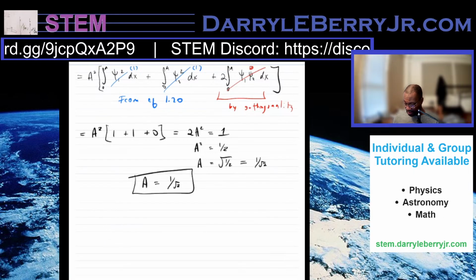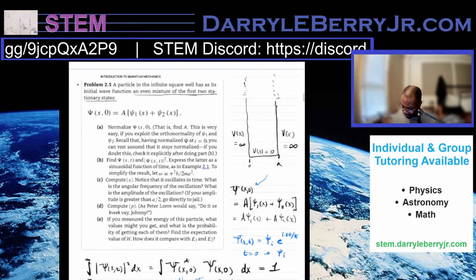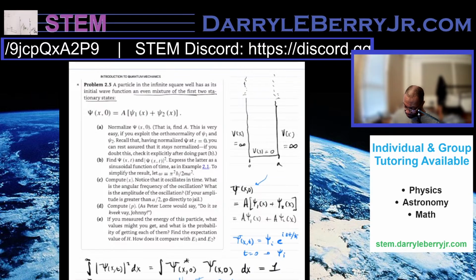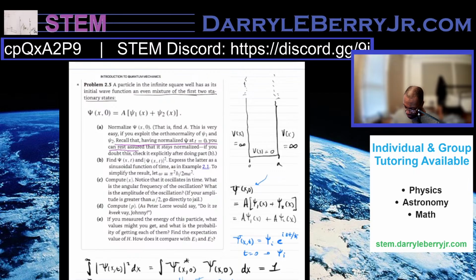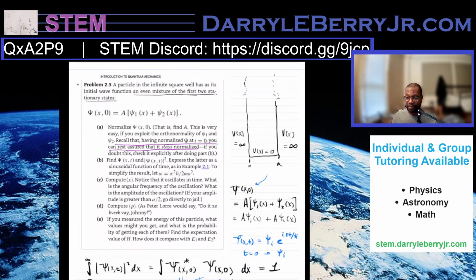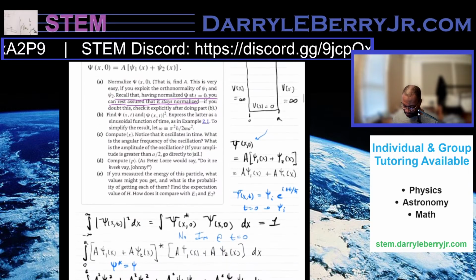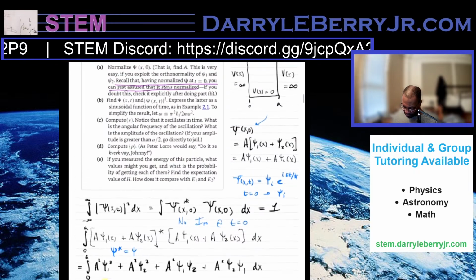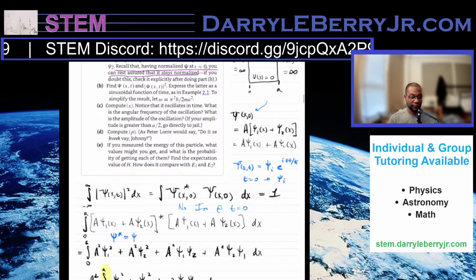We have to normalize. But the good thing about it is that we normalize a function at t equals 0. And I believe they said that here as well. Recall that having normalized at t equals 0, you can rest assured it stays normalized. We can double check it, but I'm fine with not double checking it. Right. So now we need to find, I think I did that already. Normalize. Okay, they want us to find the actual full equations.